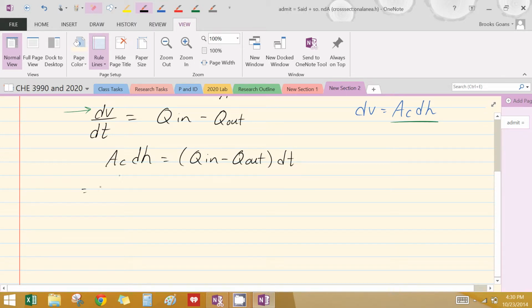For the left, we had the integral for our time. So for the lower limit we did t initial, and then t final for our upper limit, times dh equals our flow in minus flow out divided by the cross-sectional area times dt.